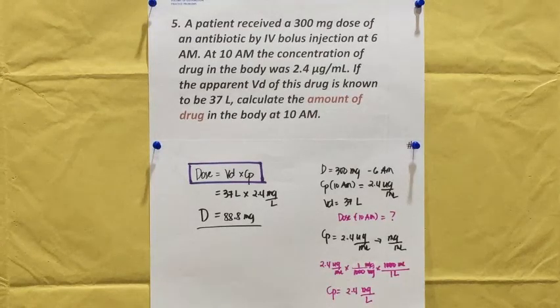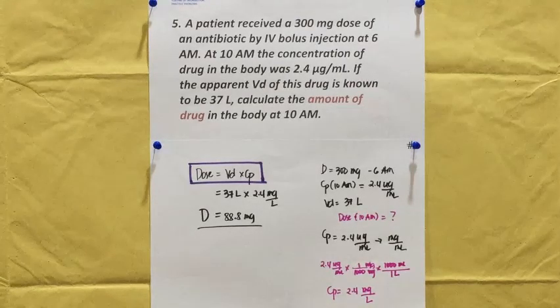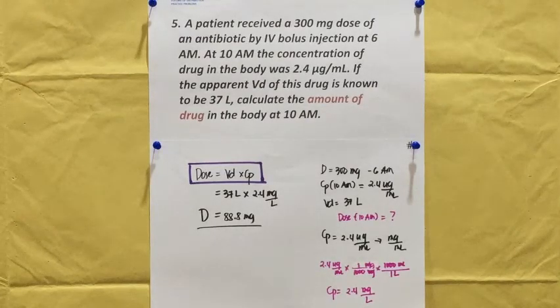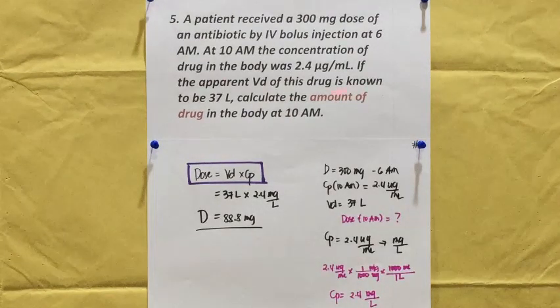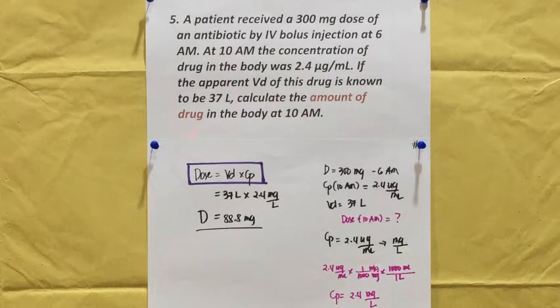a.m. At 10 a.m., the concentration of drug in the body was 2.4 micrograms per ml. If the apparent volume of distribution of this drug is known to be 37 liters, calculate the amount of drug in the body. For this problem, we are asked to calculate the amount of drug in the body at 10 a.m. So amount of drug, so we are looking for the dose. So this is the formula for the dose. Dose is equivalent to Vd times Cp.